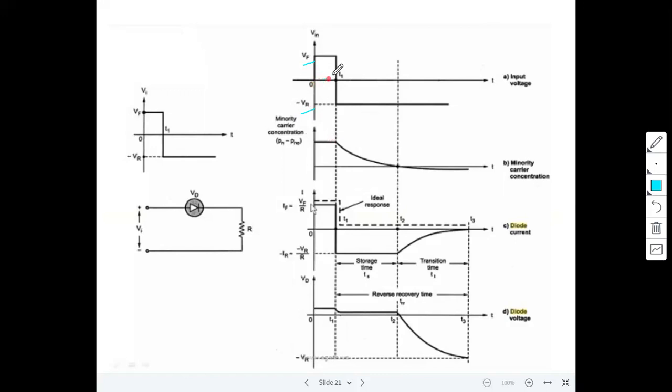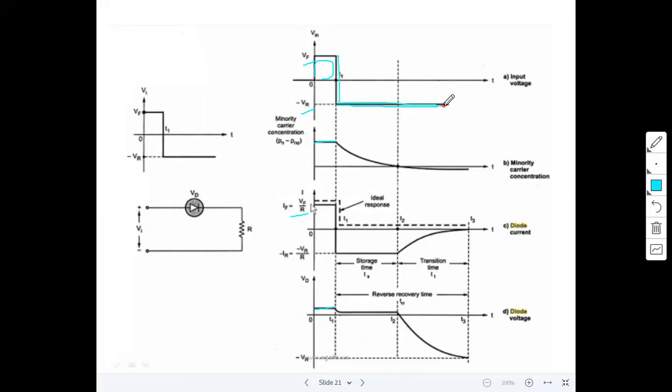Whenever the diode is already operated in forward bias between 0 to T1, there are a large number of minority carriers present at the junction, and the corresponding current is Vf by R. And this is the diode voltage. Now at t equal to T1, suddenly we apply a negative voltage, forward to reverse.